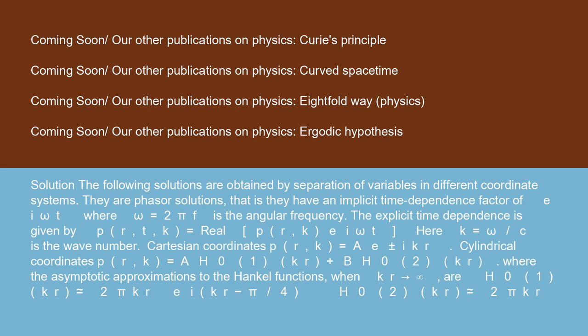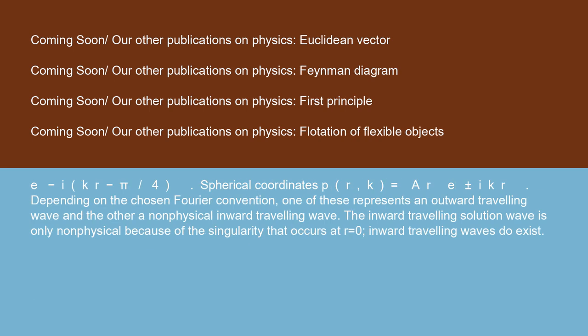Cylindrical coordinates: p(r,k) = A H0^(1)(kr) + B H0^(2)(kr), where the asymptotic approximations to the Hankel functions, when kr goes to infinity, are H0^(1)(kr) ~ sqrt(2/(pi kr)) e^{i(kr - pi/4)}, H0^(2)(kr) ~ sqrt(2/(pi kr)) e^{-i(kr - pi/4)}. Spherical coordinates: p(r,k) = (A/r) e^{plus or minus ikr}.